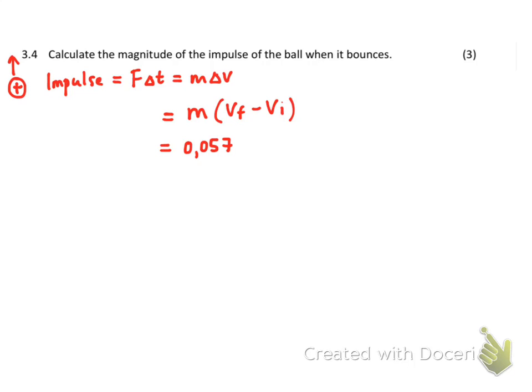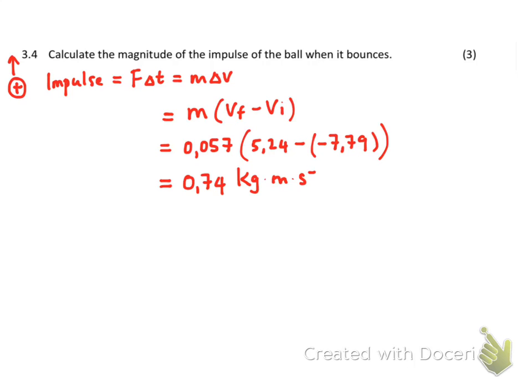And if we just write out, change in velocity is final velocity minus initial velocity. So the mass of the ball is 0.057 kilograms. Final velocity is 5.24. Make sure you notice that that's an upward velocity, and therefore it's plus 5.24. And then we need to subtract the initial velocity, which is 7.79 down, so it's minus 7.79. So just be careful of those signs that you don't get mixed up. And that gives us an impulse of 0.74, and note the units kilograms meters per second.